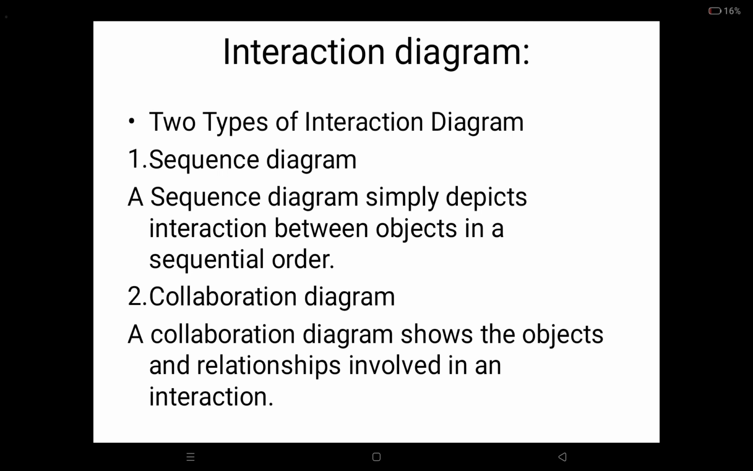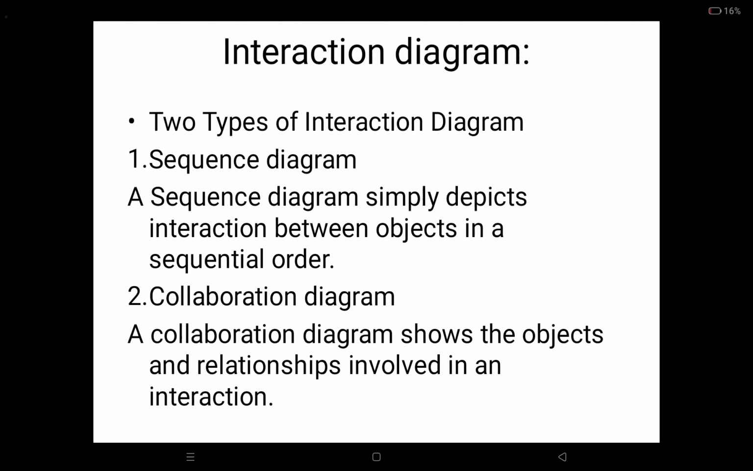Interaction diagram also comes under the behavioral diagram. There are two types of interaction diagram. What do you mean by interaction diagram? An interaction diagram shows the interactive behavior of the system, how the system can interact. There are two different types: one is the sequence diagram, another is the collaboration diagram. What is the difference between them? The collaboration diagram is also called the communication diagram.